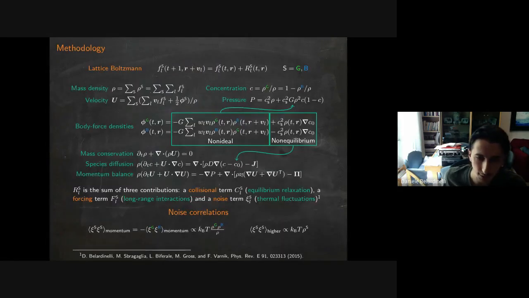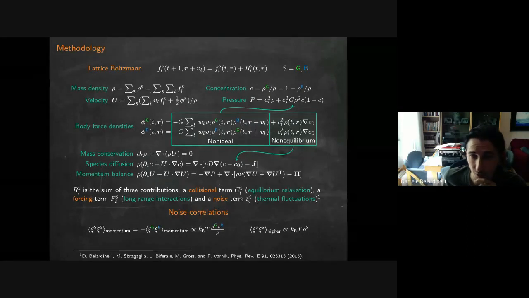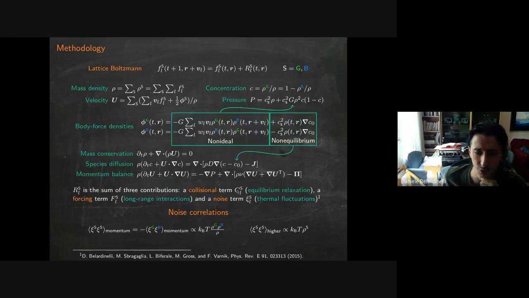Without entering the details, I only mention that R_S^L must take into account three contributions: a standard collisional term, which in our case is a multiple relaxation time operator; a forcing term, which is a linear function of the respective body force density and takes into account long-range interactions; and a noise term which is responsible for the emergence of the stochastic contributions J and pi.